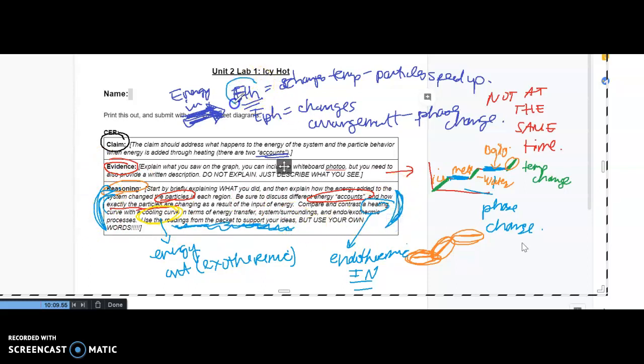All right, so claim, make sure you talk about ETH, EPH, and what happens to those particles. Evidence, you're going to explain this graph a little bit, just what you saw, that you saw ice, you saw it melting, you saw water. And then reasoning, I want you to describe all of what's happening to the particles and talk about the particle diagrams, okay? You can talk about the energy bar chart too if you want in reasoning.